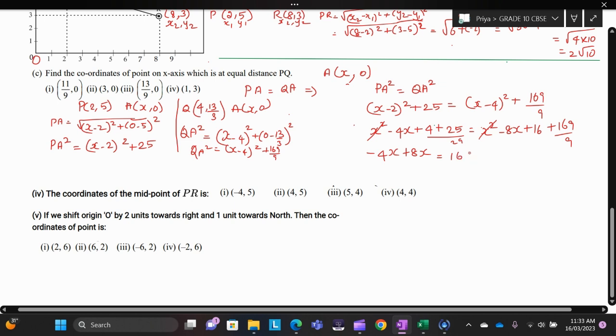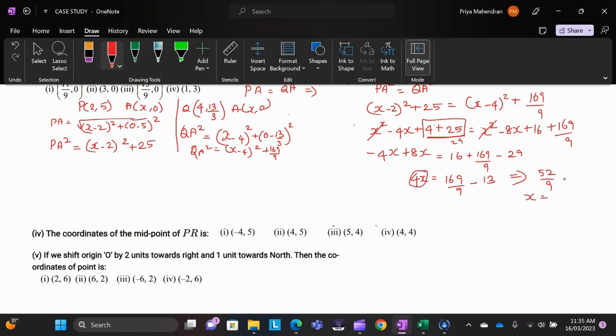So what is already there? 16 plus 169 by 9. This 29, that I'm taking to the other side, so transposing will get minus 29. So if I simplify, it will be 169 by 9 minus 13. So if you take LCM, it is going to be 52 by 9. So on the left hand side we have 4x, that is equal to 52 by 9.